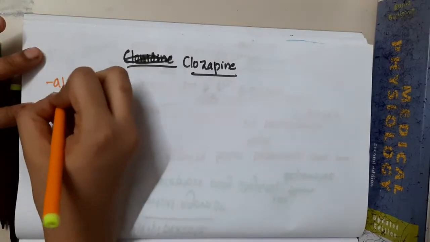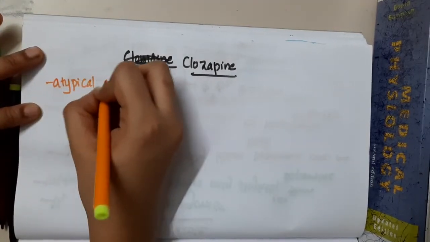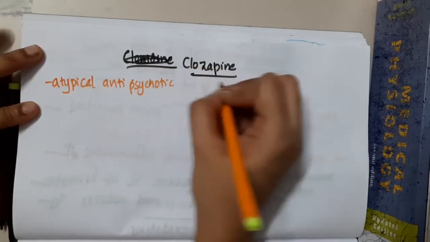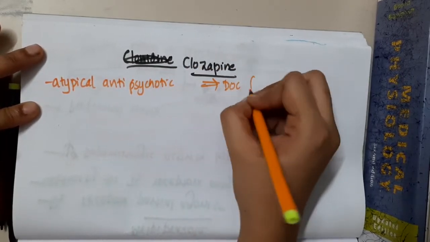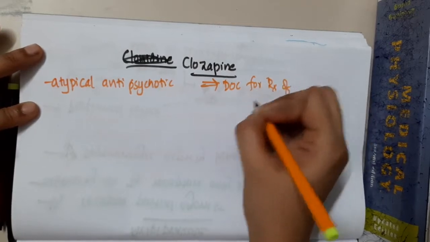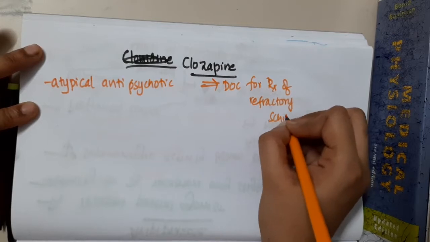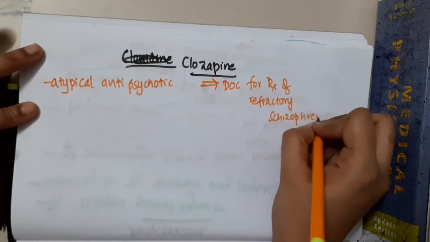Clozapine is an atypical antipsychotic, and it is used as the drug of choice for treatment of refractory schizophrenia.